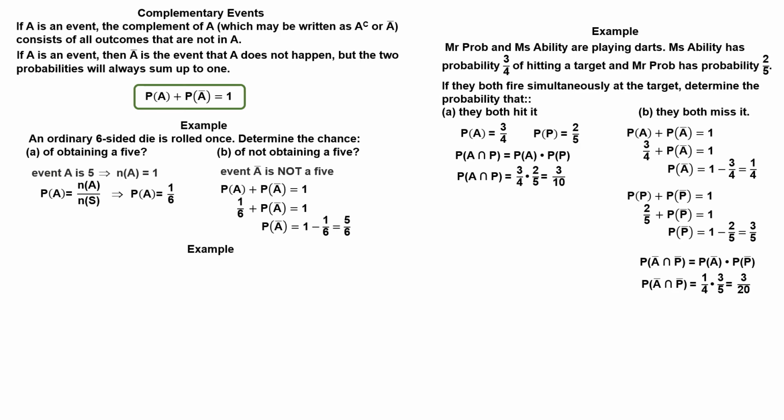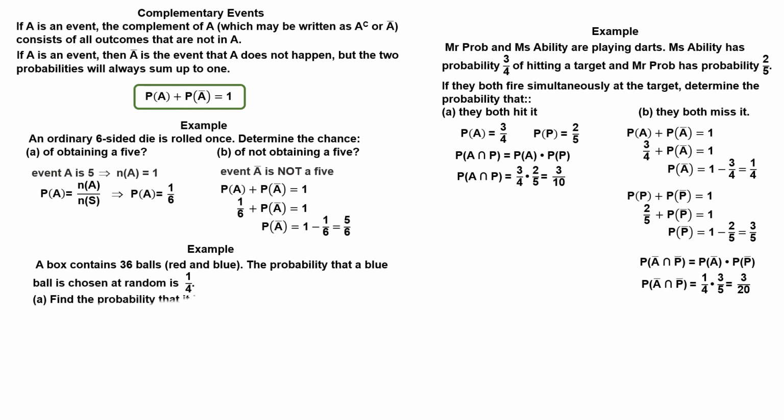Example. A box contains 36 balls, red and blue. The probability that a blue ball is chosen at random is 1 over 4. Find the probability that it's red. How many blue balls are there in the box? In the box there are only blue and red balls.